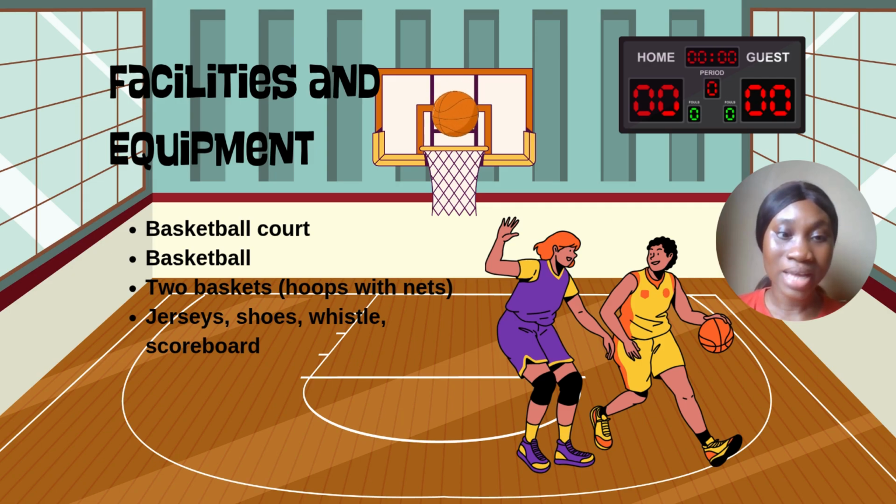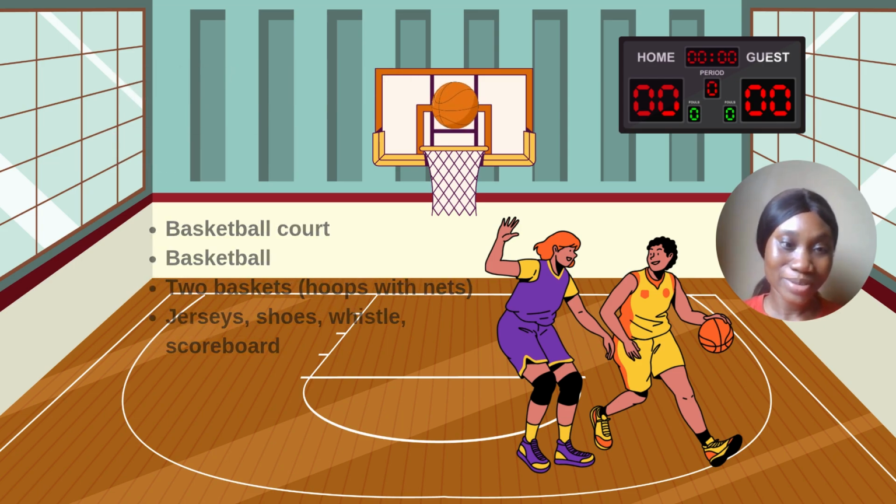Then there are the protection pads and gear, and you also have the whistle that is used by the referee when you want to call a break. Also you need to have a scoreboard. The scoreboard shows you who is winning, who is losing, and all of those.